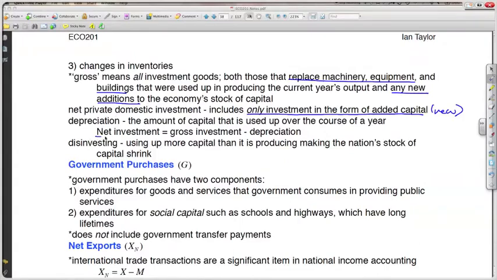So to get net investment, we just take gross investment minus the replacing, the depreciation. So depreciation is the amount of capital used up over the course of a year. So how much of your capital good is being used up over that year. Just like dis-saving, we can also have disinvesting. So that means we're using up more capital than it's producing. So that when disinvesting occurs, the nation's stock of capital will shrink. It'll become smaller.